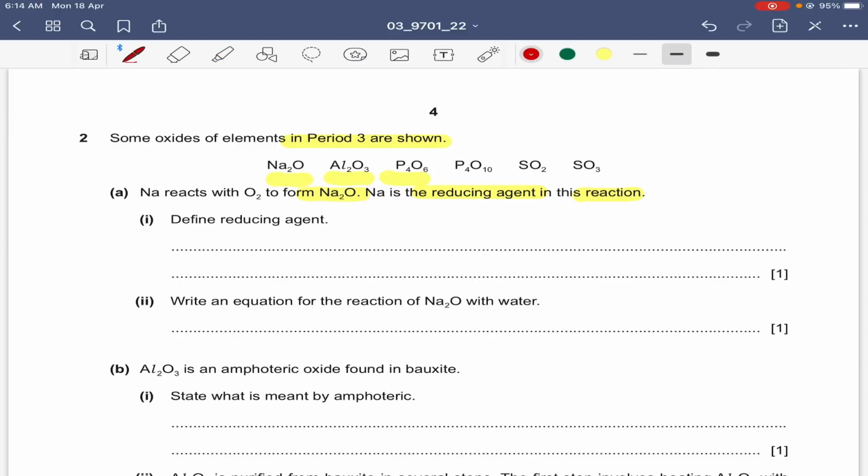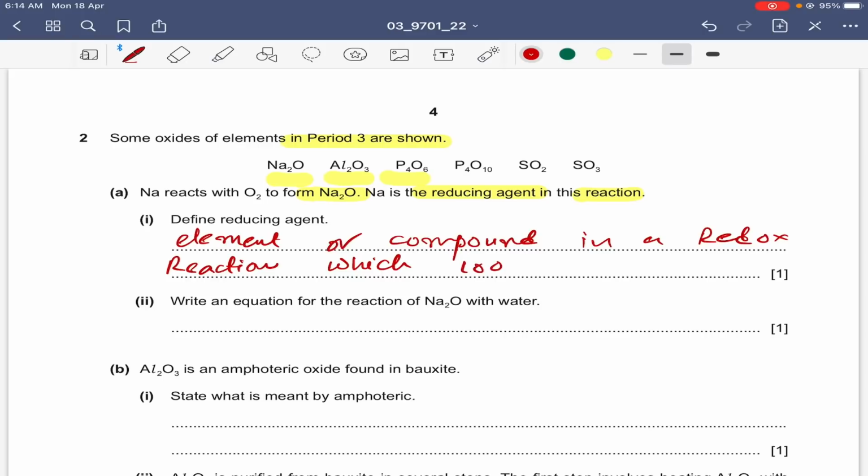So reducing agents are basically those elements or compounds in a redox reaction which lose electrons, or we can say which get oxidized, or which reduce the other substance. So basically it loses electrons, it gets oxidized and reduces the other substance. So a reducing agent is a substance which reduces another substance by oxidizing itself, by losing electrons, right?